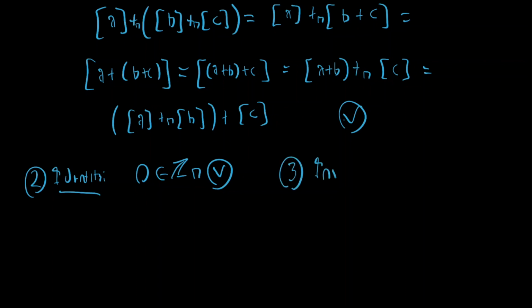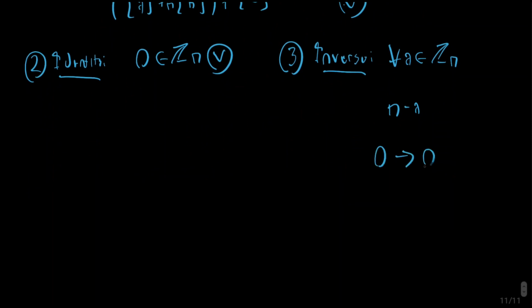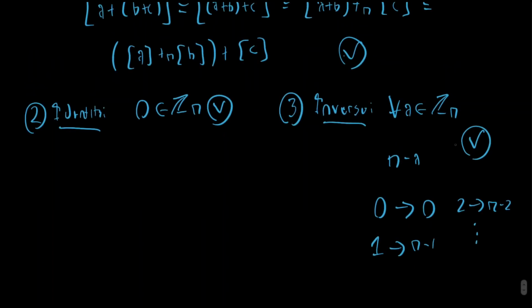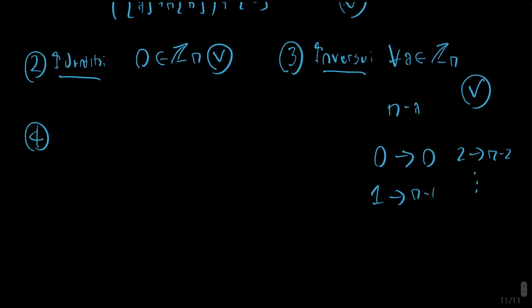For the inverse element, there is an inverse element for each a in Zn, and that element is in particular n minus a. So for example, if we have 0, the inverse is 0. For 1, the inverse is n minus 1. For 2, the inverse is n minus 2, and so on. So we have an inverse, and lastly, this actually proves that Zn is a group. So from this follows that Zn is a group.